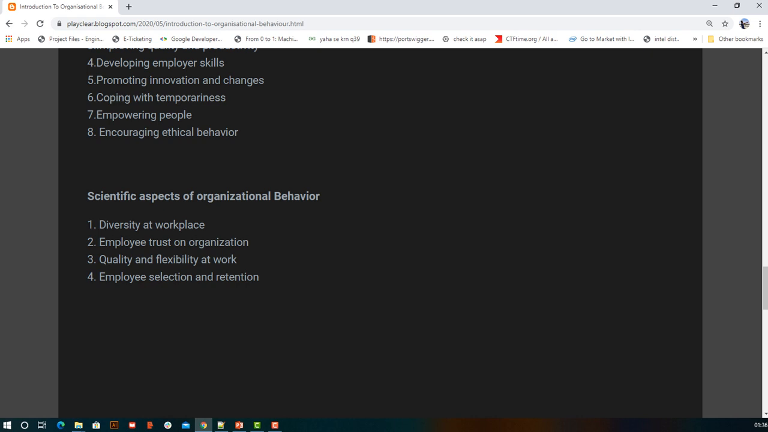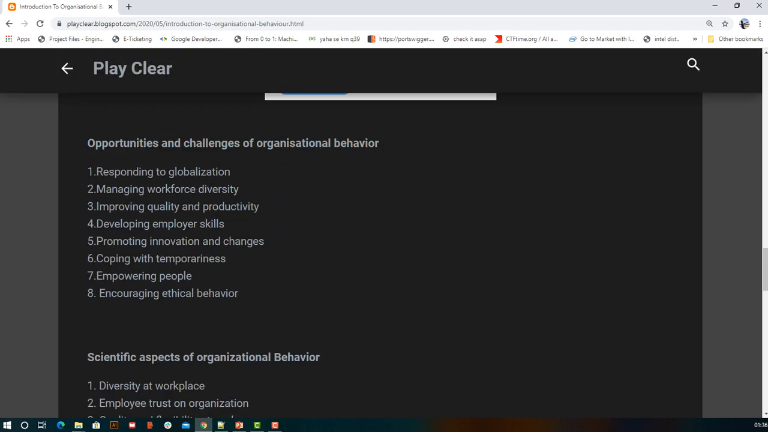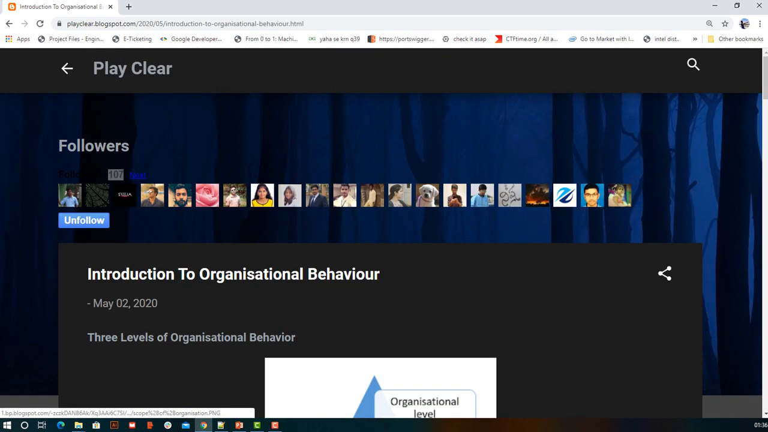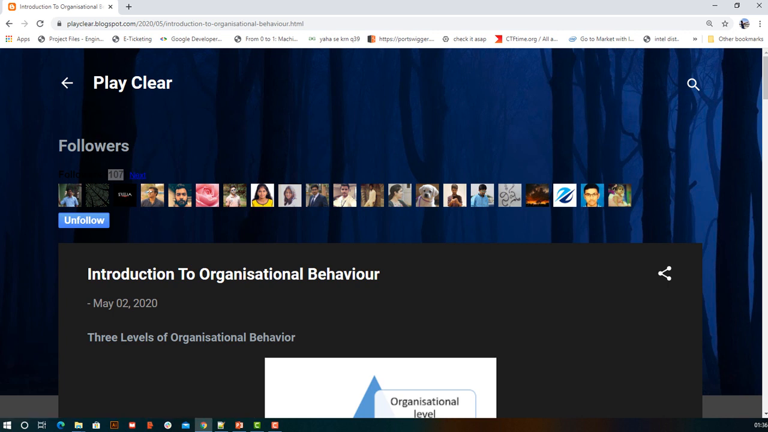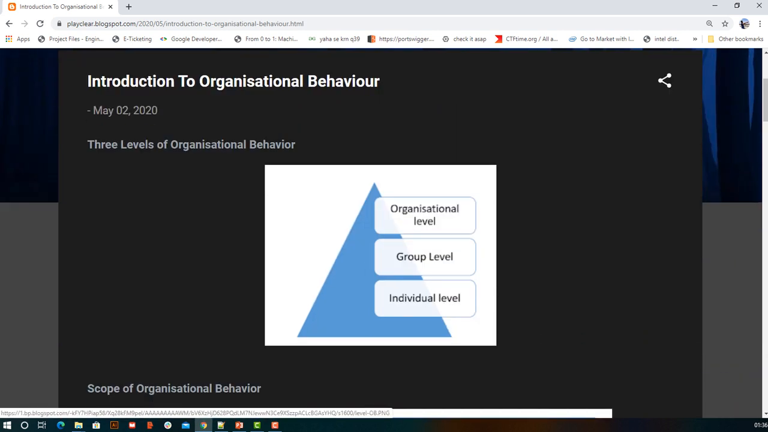So these are the concepts we had in the basic concepts of organizational behavior. You can find it in the index to avoid any time wastage. In the next video we are going to understand individual behavior, which is the first level of organizational behavior. In that way we are going to dig into the depths of each topic.